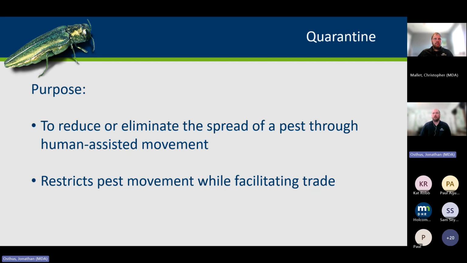But we do know movement of firewood has been a major driver in long distance dispersal of this insect. So having quarantine regulations trying to slow that movement of potentially infested material to new locations is important. And we're restricting that pest movement while trying to facilitate trade for any company that deals with these materials.